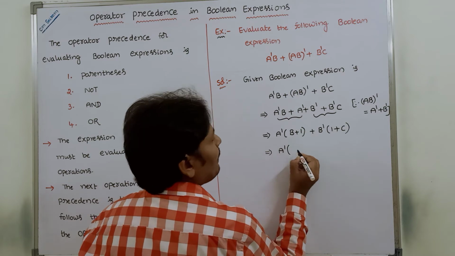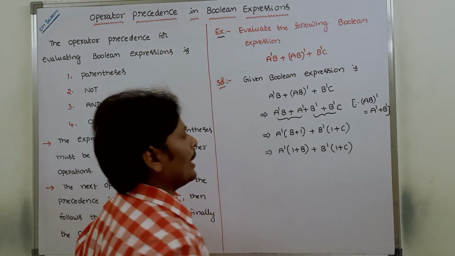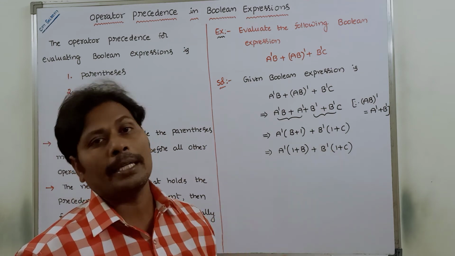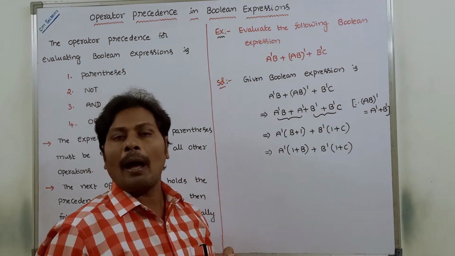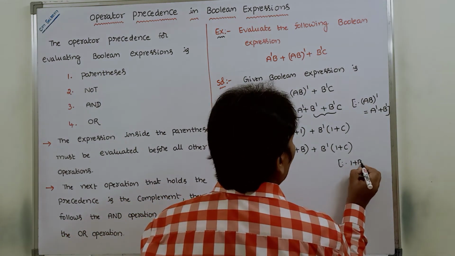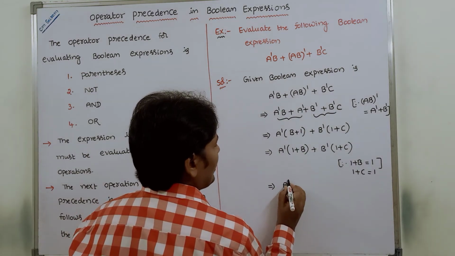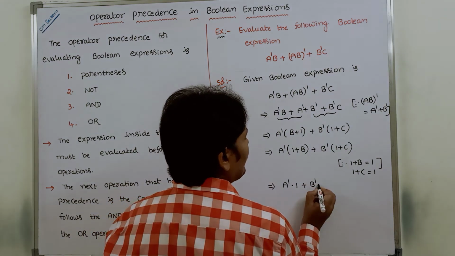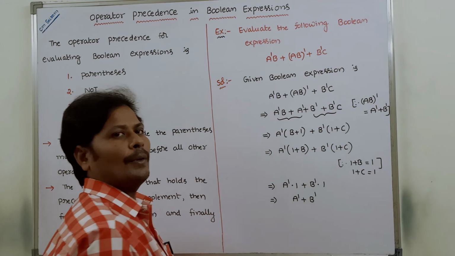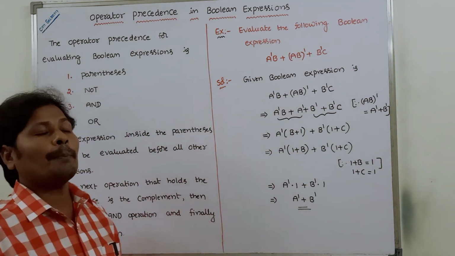So here A bar, B plus 1 can be written as 1 plus B, B bar into 1 plus C. Here the complement operation, parenthesis, OR operation and AND operation are there. First, we have to evaluate the parenthesis; the expression within the parenthesis must be evaluated. We already know that 1 plus B is equal to 1, and 1 plus C is equal to 1. So we write A bar into 1 plus B bar into 1. A bar into 1 is nothing but A bar, so we get A bar plus B bar.